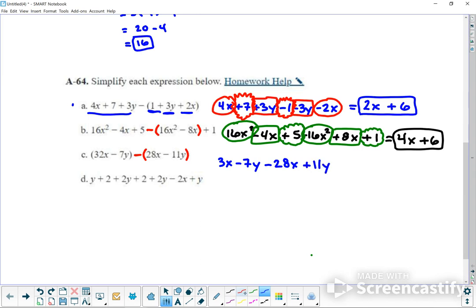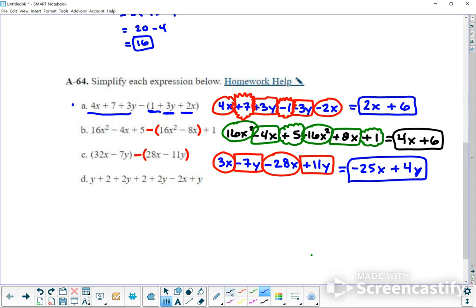Okay, from here, you're going to go ahead and combine terms that are similar or are like. So we have 3x and negative 28x, which together is going to make negative 25x. And then lastly, we have negative 7y and positive 11y. Okay, and that's going to give me positive 4. Use a calculator, negative 7 plus 11, or 11 minus 7, either way, positive 4y. That's your final. Okay, last one.